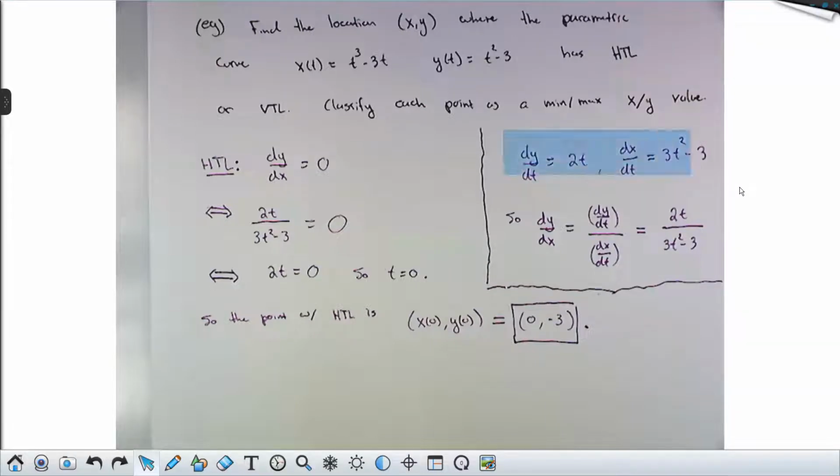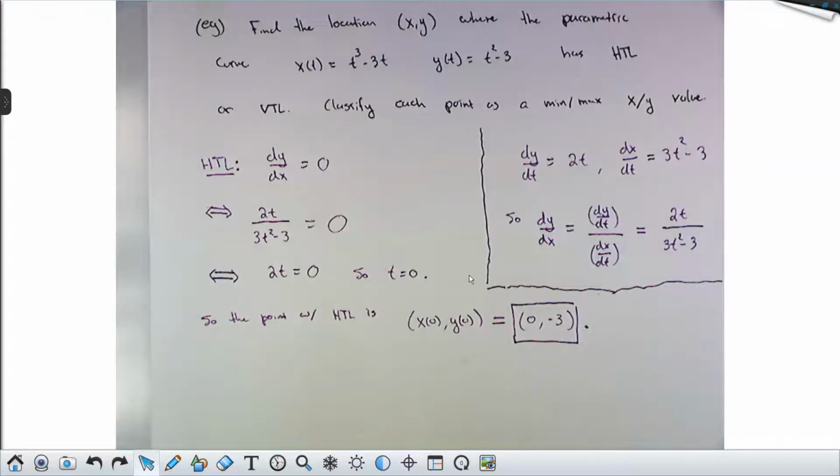I calculated those over here. So dy dt is the derivative of the y function, right? y is t squared minus 3. If I differentiate that with respect to t, I get 2t minus 0, which is just 2t. To get dx dt, I take this x equation and I differentiate it. So if I differentiate t cubed minus 3t, this piece becomes 3t squared, and this piece becomes just 3. So we get 3t squared minus 3, and then I divide them according to the formula from the previous page.